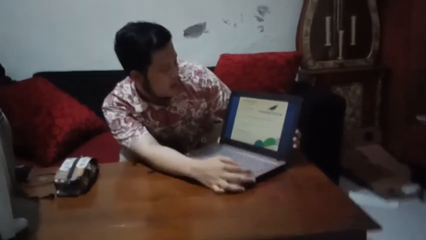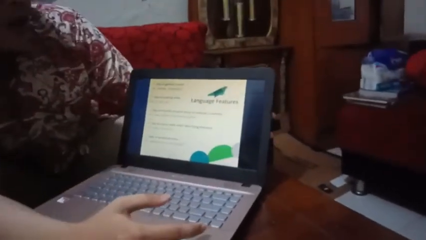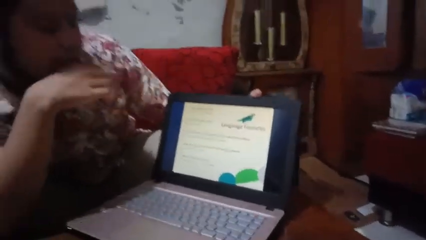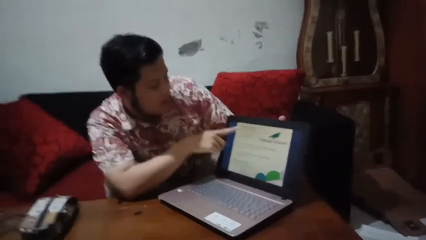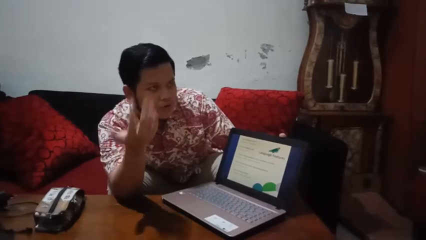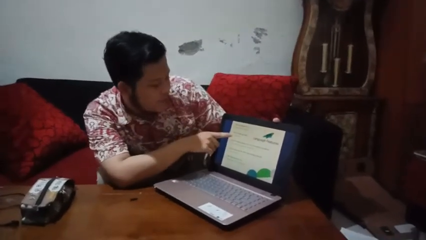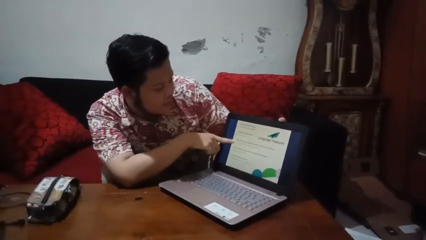Okay, and these are the language features of report text. The first is use of general nouns, like animal, vertebrates. You can mention the names of animals, or you can just mention animal. That's okay. And the next is use of relating verbs like is, are, has.